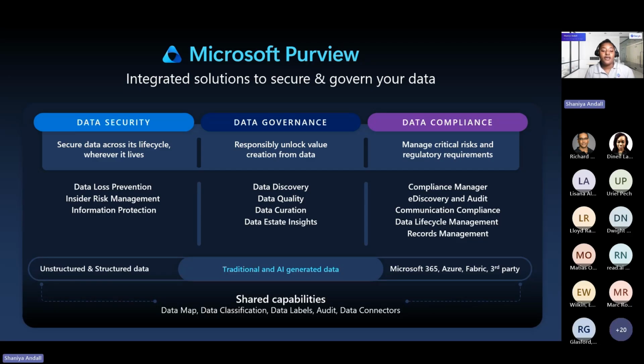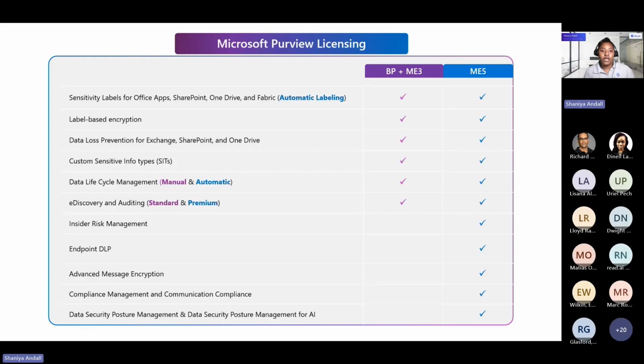Now, before we show you how you can utilize Purview, I just want to show you a breakdown of which Microsoft 365 licenses you can use to utilize Purview. So we have Business Premium and Microsoft 365 E3 licenses, and they are grouped together because they offer a common set of foundational features, such as sensitivity labels for your Office apps, SharePoint, OneDrive, and even Fabric, and also encryption and data loss prevention, right?